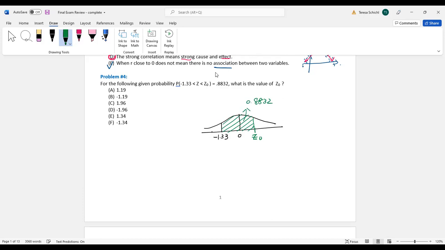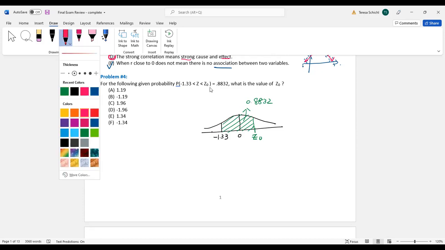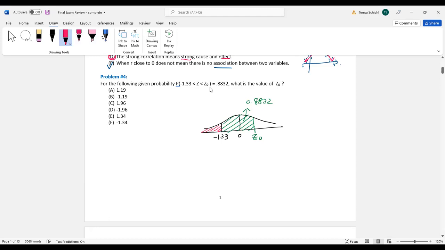So they say this area here is 0.8832. When we use the table or the TI-84 calculator, they typically give us the tail values. So that means here I'm missing this tail, right? If I can find out what this tail is, then I can use the inverse norm to get my number here.